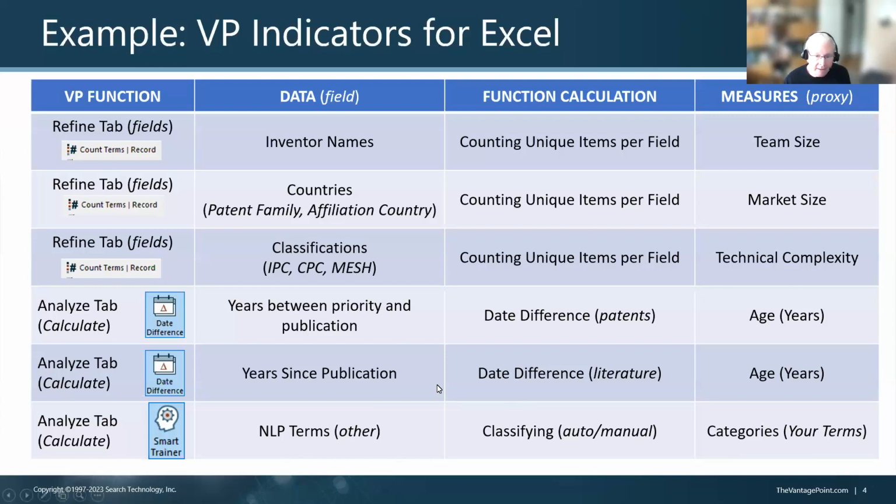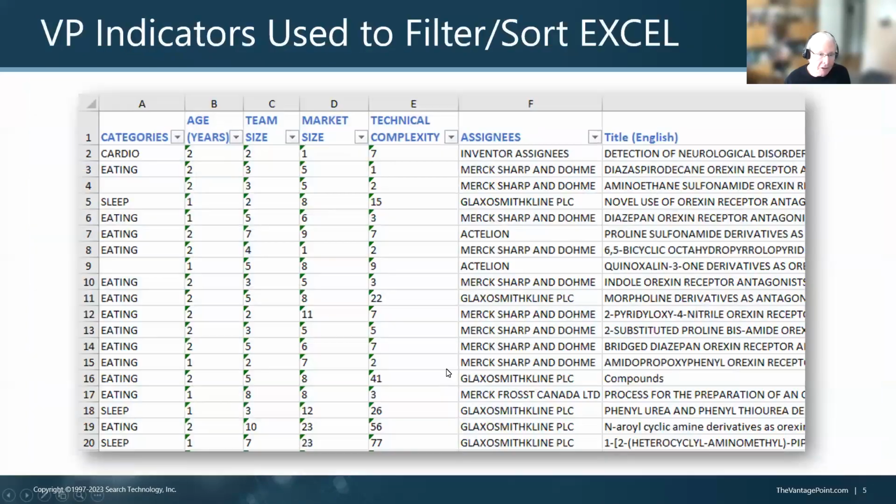So with that said, let's go through this and reinforce it. Here are my indicators: categories, age in years, team size, market size, technical complexity. This is based on the IPCs. This is based on the patent families. This is based on the number of inventors. This is based on the difference between the priority year, filing year, and the publication year. And these are my categories: my cardio, eating, and so forth.